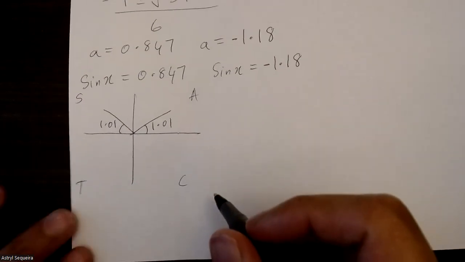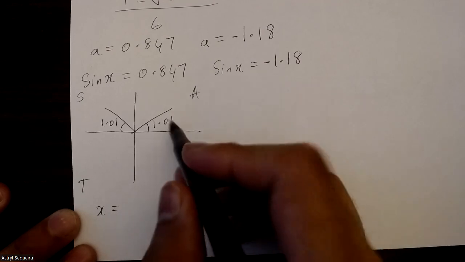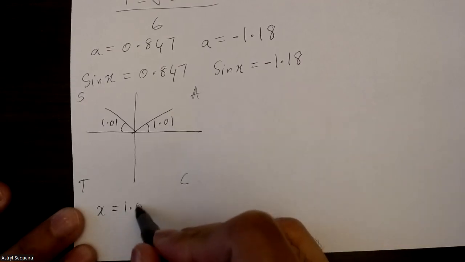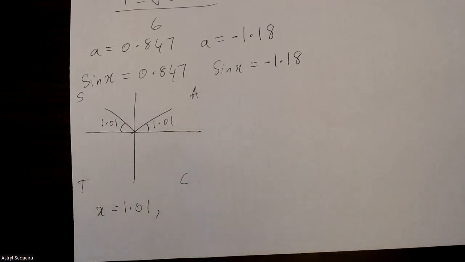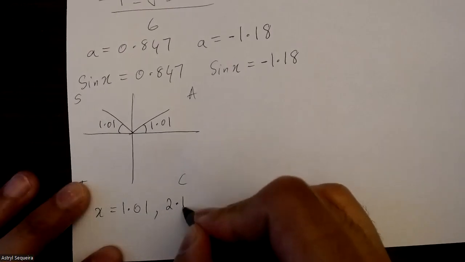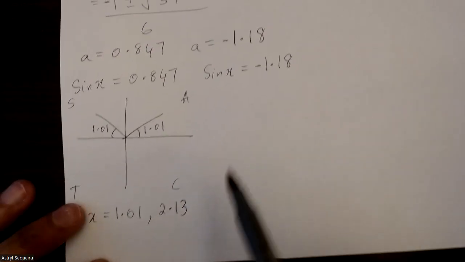So my two solutions are 1.01, which is in the first quadrant there. And this is pi minus 1.01. So if I do that in my calculator, I will get 2.13. So these are my two solutions.